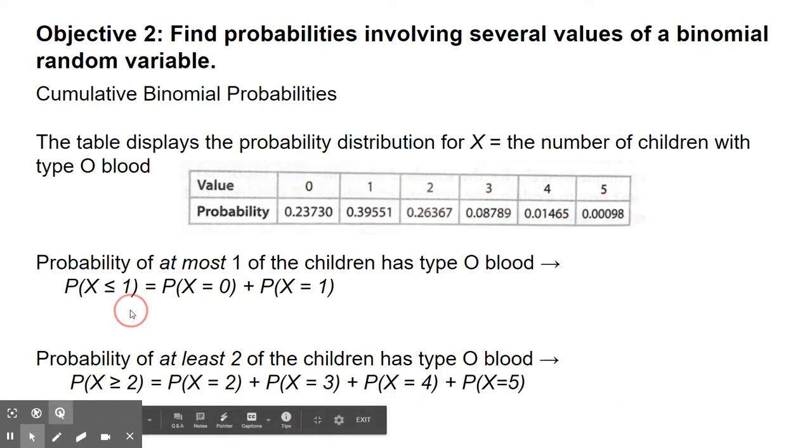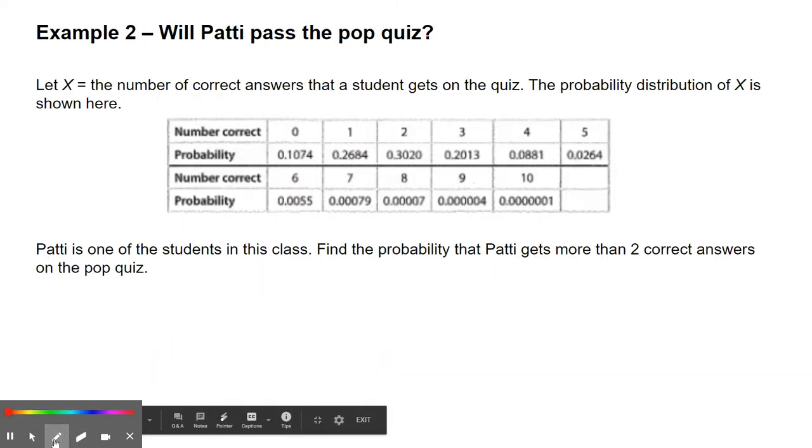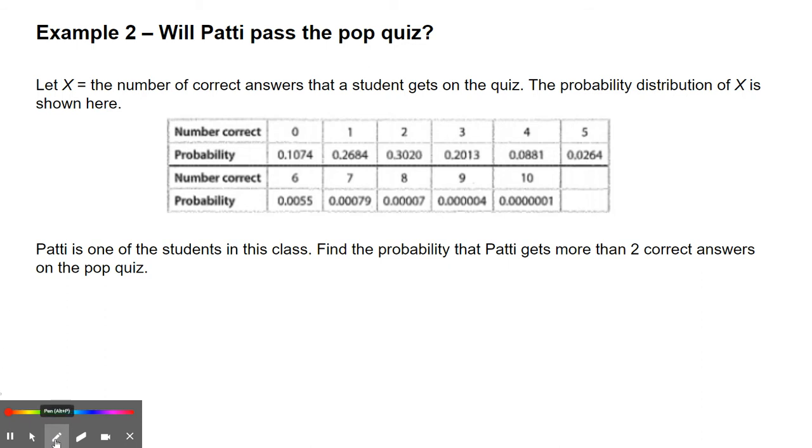All right, so let's take a look at an example here. So this is, again, will Patty pass the pop quiz? So let x equal the number of correct answers that a student gets on the pop quiz. The probability distribution of x is shown here. Patty is one of the students in this class. Find the probability that Patty gets more than 2 correct answers on the quiz, right? So she wants more than 2. That is strictly more than 2.